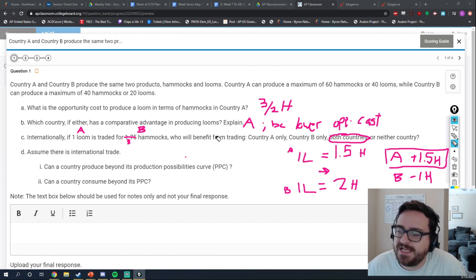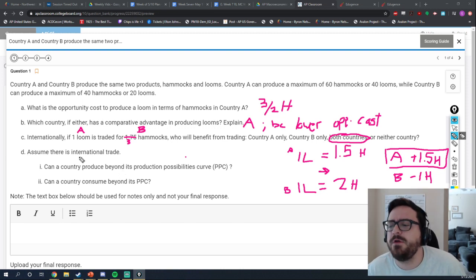Now, this last part, D. Assume there is international trade. Basically, assume that these two countries decide to trade. You got 2 questions here that are logical questions about the production possibilities curve, things that we don't always really talk about. First thing is, can a country produce beyond its production possibilities curve? The second thing is, can a country consume beyond its production possibilities curve? So we got 2 separate ideas. One is production, the other is consumption.